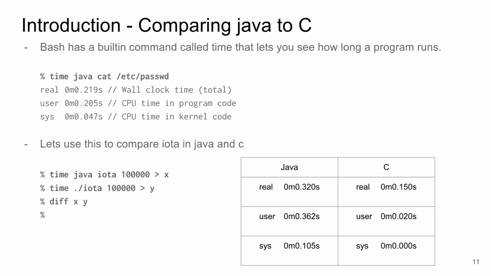So you said that C is like 80 to 90% as fast as assembly. Like, what is Java? That's a great question. I don't know if there's a direct translation.